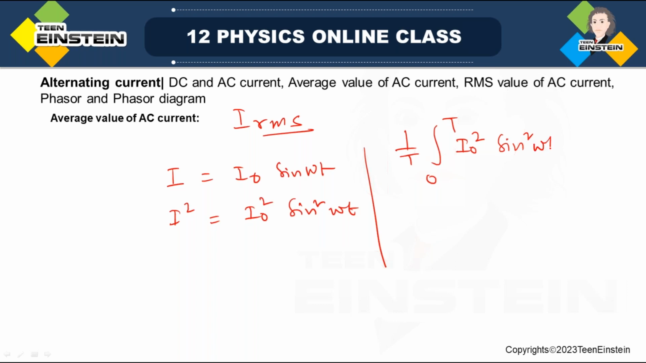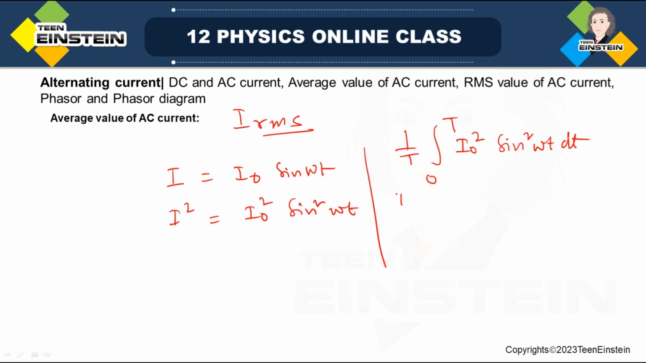It will not give you 0, because now it is I square. Even if we take minus I0 whole square, that will give you a positive value only. So this is how it will not give you 0 in a full cycle also, if you take the square of the alternating current and then take the average.